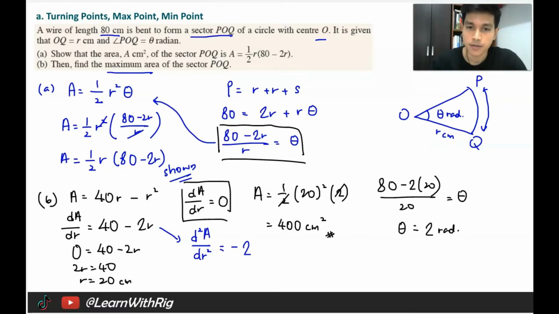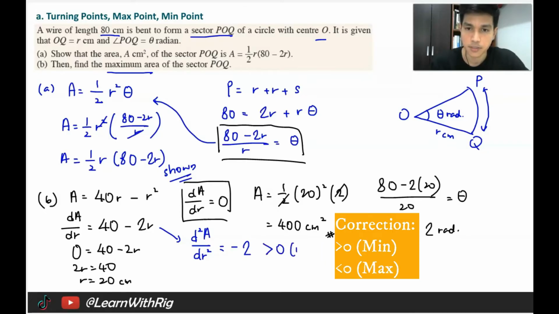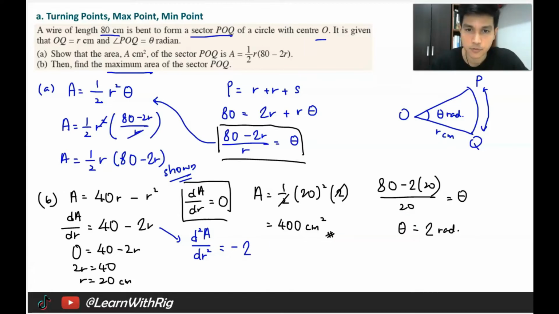Whenever you get the second derivative, this is the second process of differentiation. If it is more than 0, it means minimum. When it is less than 0, it means maximum. Clear? So in this case, is it more than 0 or less than 0? So it's negative 2, right? Negative 2 is less than 0. So less than 0 means maximum. So you can prove it. You prove that it is maximum area. So that means this area is the maximum area. So this is proven. So your answer is 400.